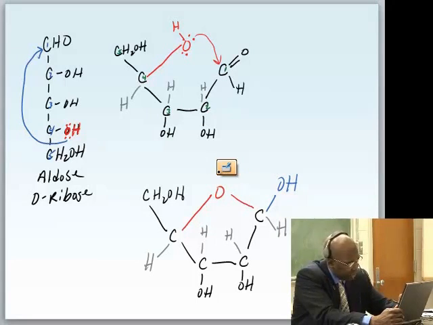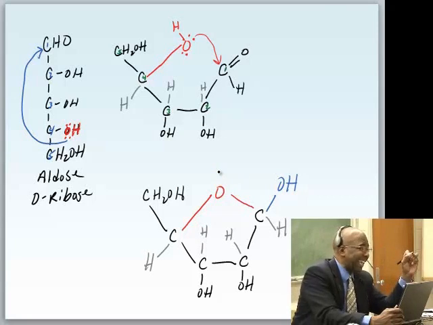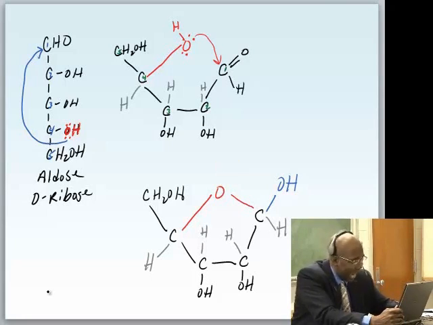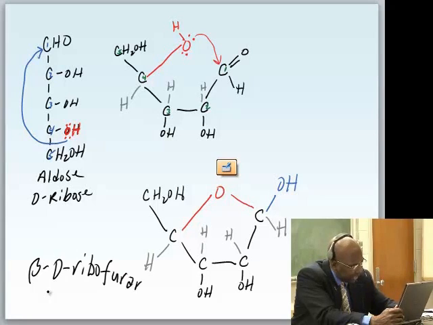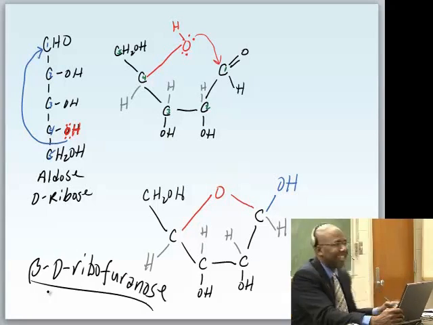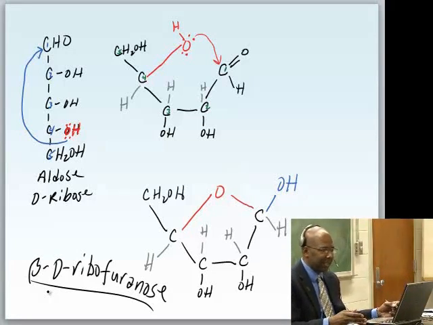Okay, now, what is the straight chain name of this carbohydrate? Anyone? Okay, you went right to the end. Exactly. That's the name of it, exactly. That's the name of the entire thing. Beta D ribofuranose. Wow, you all understand this. Exactly. So this is beta D ribofuranose.